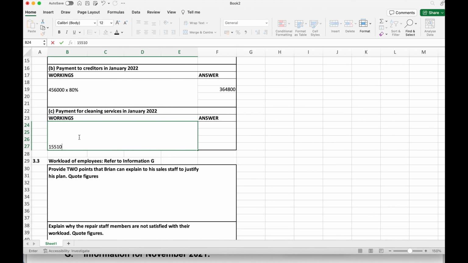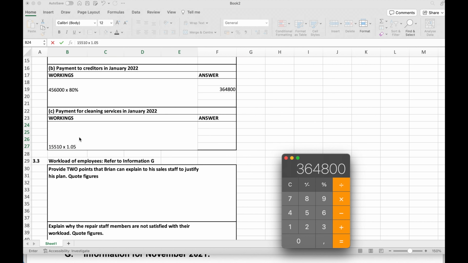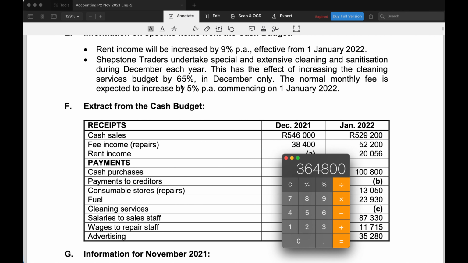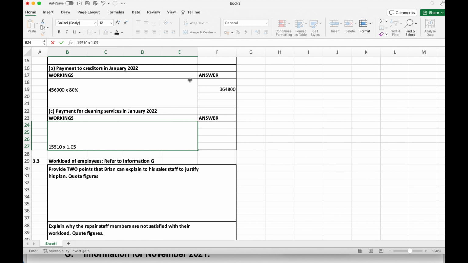So an increase is always multiplied by 1,05, because we want to add 5% to 100%. And then when you look again, they had a budget of 65%, divided by 1,65. Or you can say 15,510 multiplied by 105 divided by 165. And surely you will get the same answer.